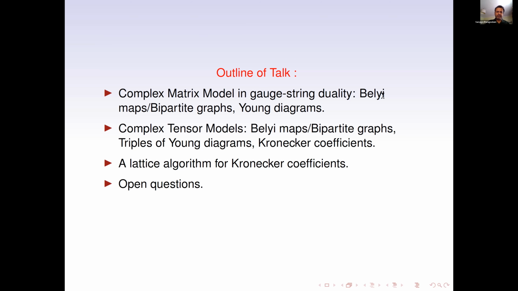Along the way, I'll talk about belyi maps, which are a special class of holomorphic maps. And there is related combinatorics of bipartite graphs, which is one kind of combinatorics related to complex matrix models. But there's also another kind of combinatorics, that of Young diagrams, which also comes up in the complex matrix model, and I'll talk about the relation between the two.